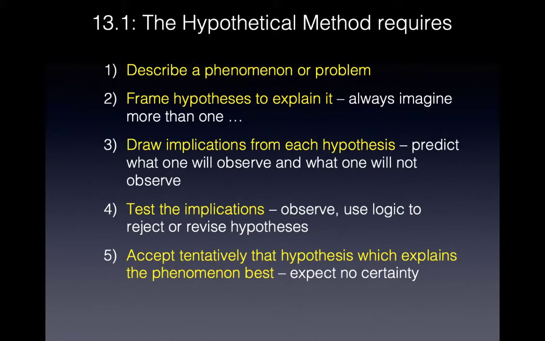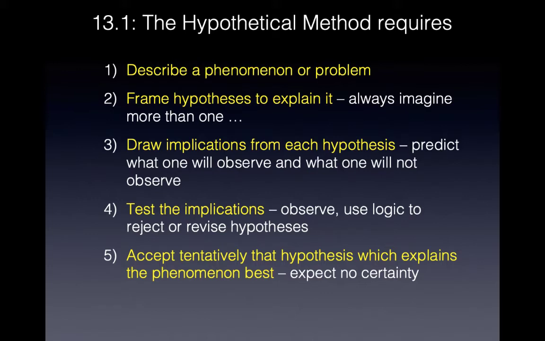First, we describe a phenomenon or a problem. Second, we frame hypotheses to explain it. Always imagine more than one. In fact, I recommend at least 3, right? So there's always your favorite hypotheses, those that explain based on previous observations or expectations. Plus, you need to think of something completely different, something that also explains data, and yet it's not a version of or related to, it's different than the one you start with.